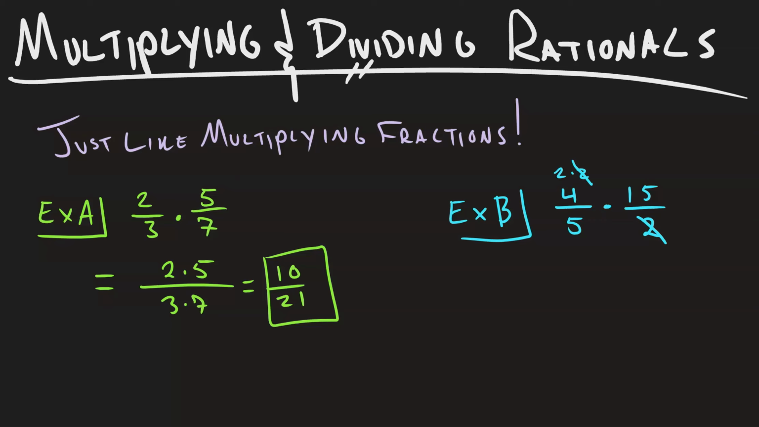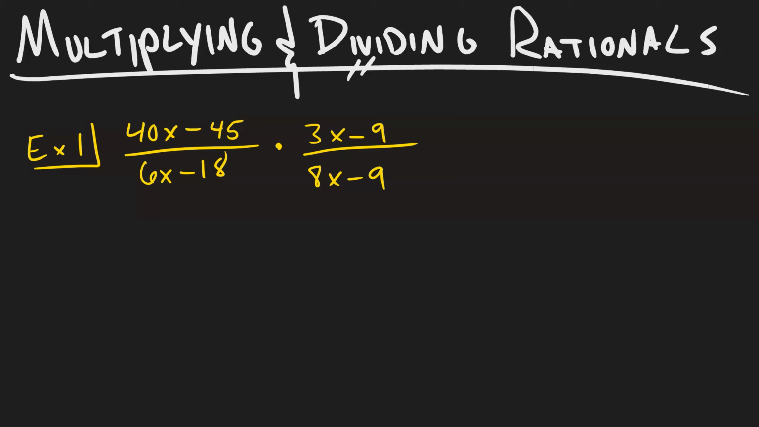And 15 is 3 times 5, so we can cancel out the factors of 5, leaving us with 2 times 3 in our numerator over, we cancel out both of our denominators, so it's really just 1. So 2 times 3 divided by 1 is 6. Alright, so now let's try a problem that's a little bit more fun.